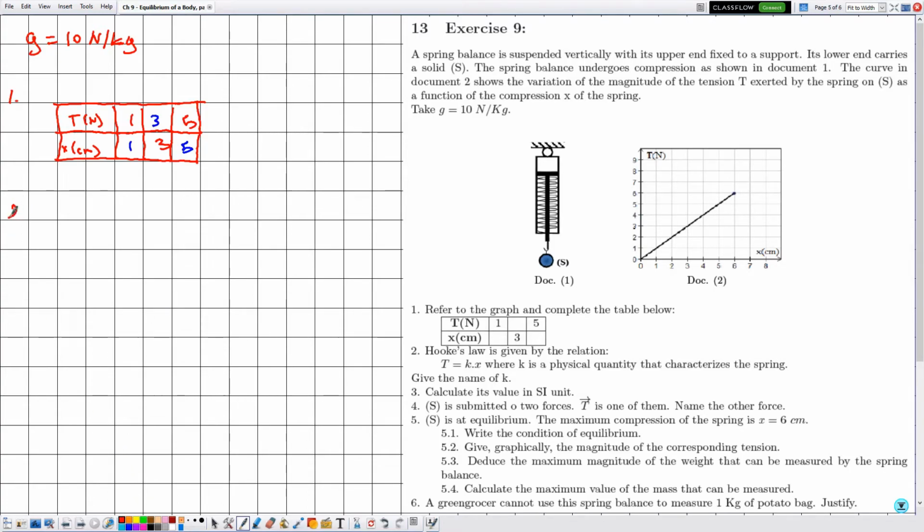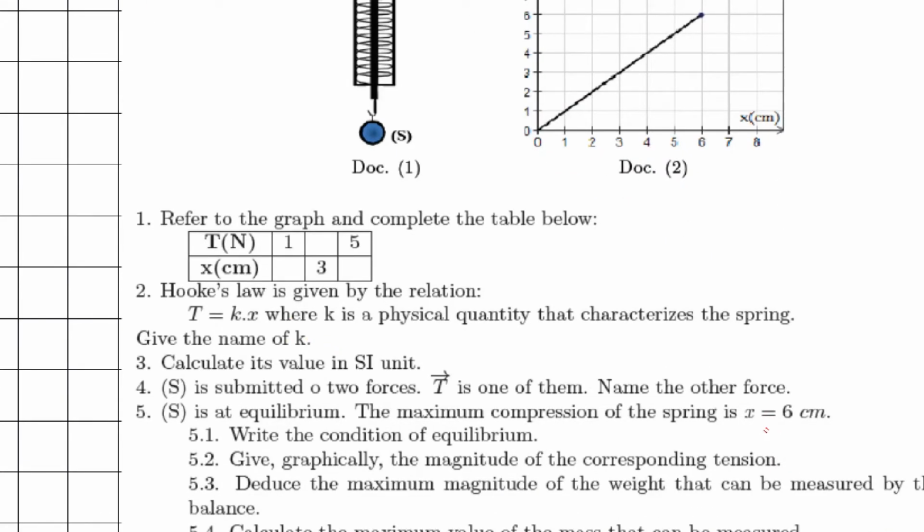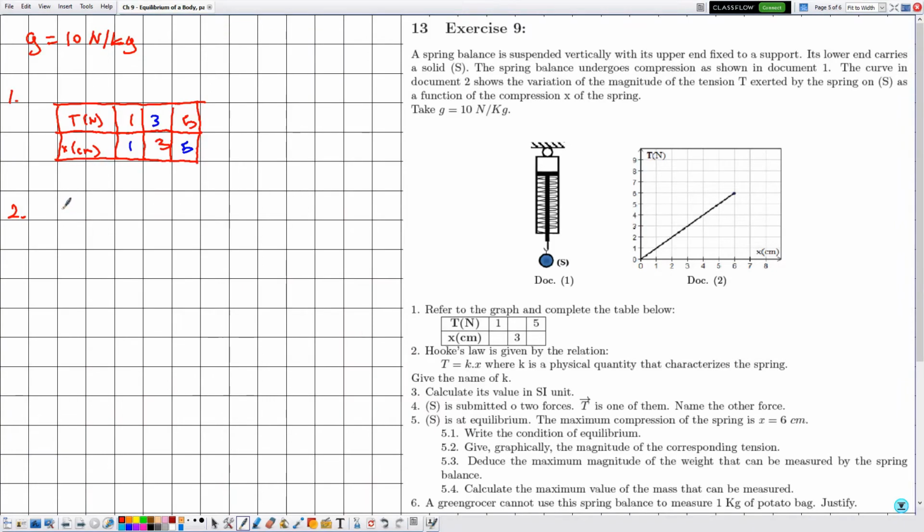Now in number 2, they are telling us Hooke's law is given by the relation T is equal to Kx, where K is a physical quantity that characterizes the spring. Give the name of K. Now K is said to be the stiffness of the spring. This is the name of K.